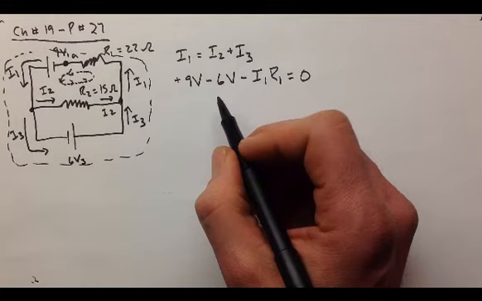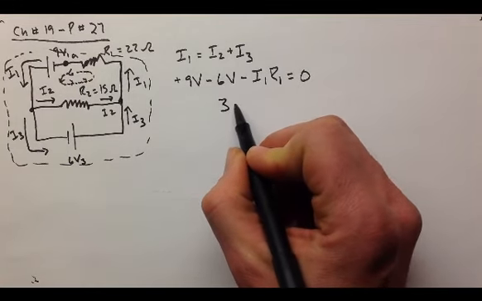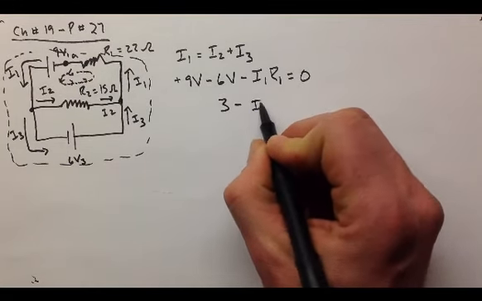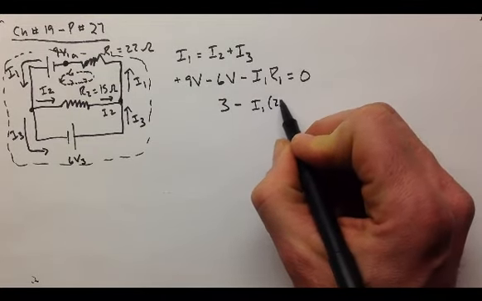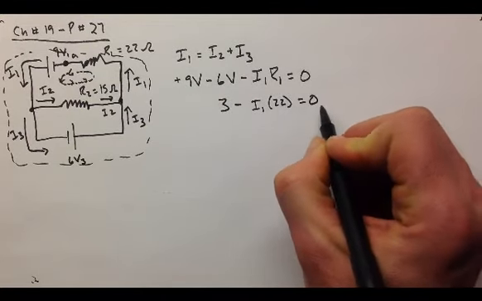Now, if I simplify this, I would get 3 minus I1 times R1, which is 22 ohms, right, should equal 0.